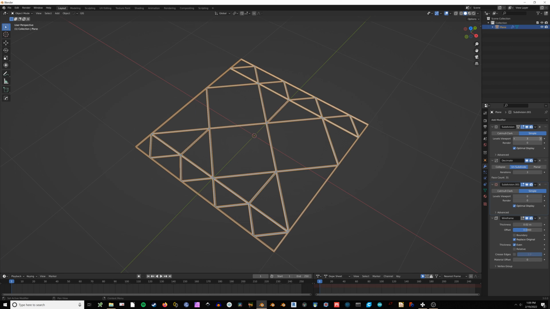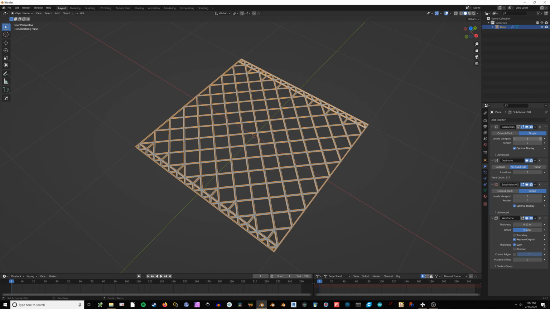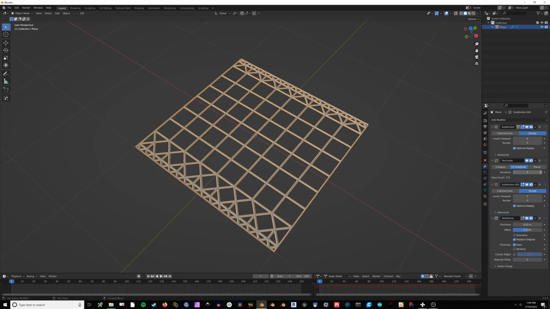Here you can see the results of a subdivision, unsubdivide, and subdivision again modifier stack, and how the flow of the topology changes.